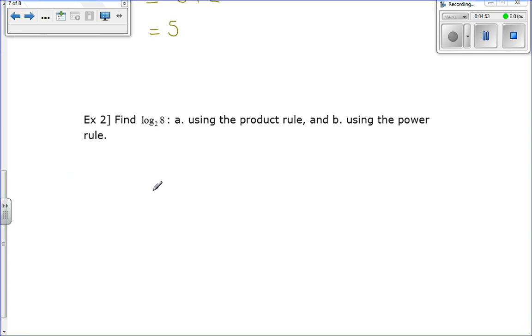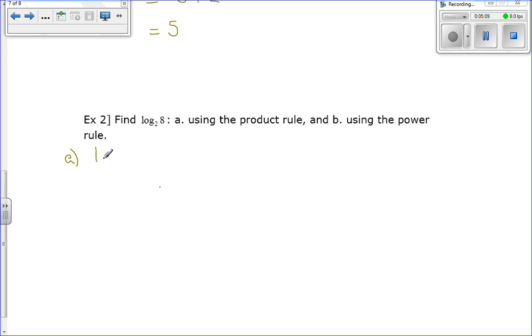Find log base 2 of 8, a, using the product rule, and b, using the power rule. So I can do this two different ways. First is a, by using the product rule.